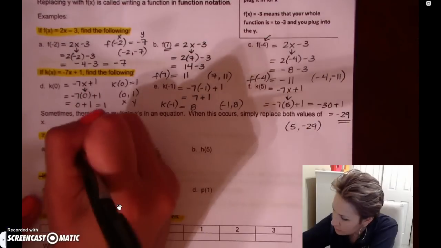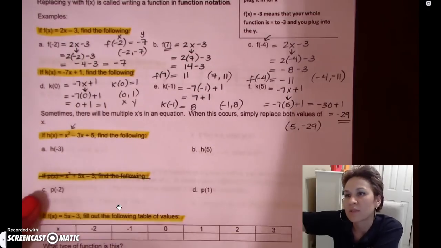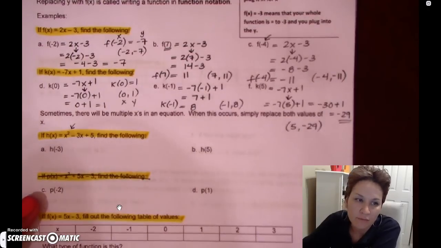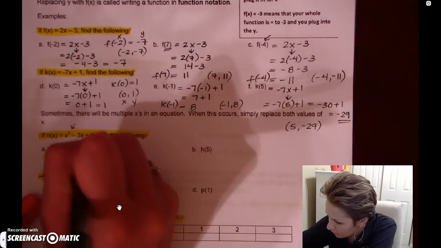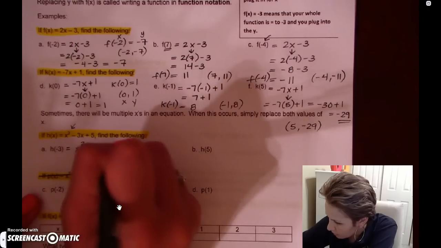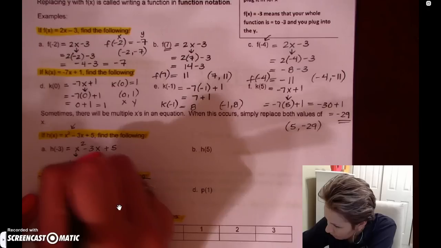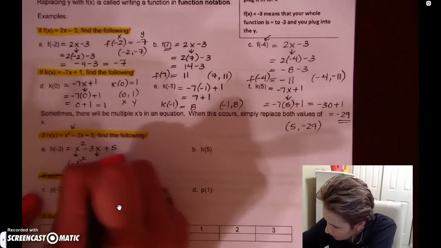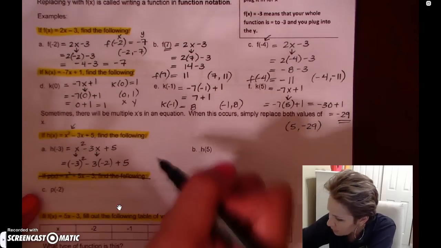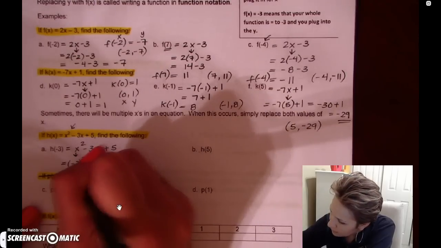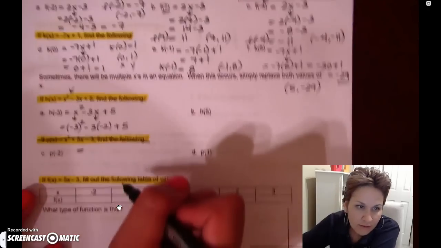This actually has a squared, so it has an exponent. You know, when you have exponents, it means you multiply that number by itself twice. So h of negative 3 means that for the function x squared minus 3x plus 5, I'm going to plug in a negative 3 wherever I see an x. In this case, there's two x's, so I'm going to plug in negative 3 twice. What's negative 3 squared? I'm just going to continue down here, okay?